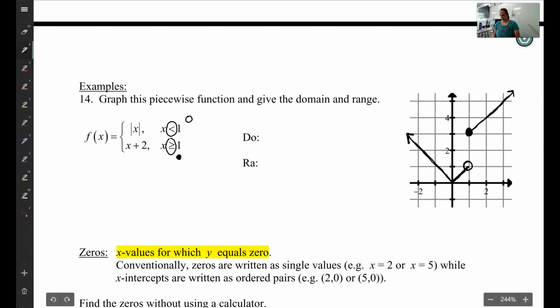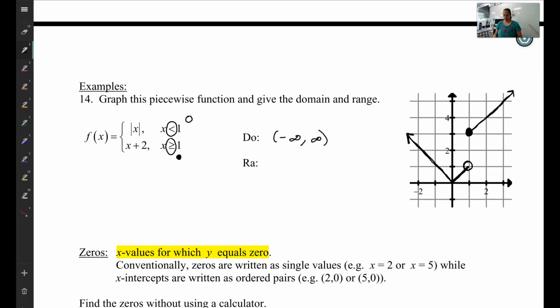Now let's talk domain and range. Our domain, what x values does this graph hit? Now we have arrows, so it's going to go to negative infinity and positive infinity. The next question is right there. Does that line hit the graph once at 1? And the answer is yes. Because we have a closed circle there, your vertical line test is hitting the graph once. So our domain is going to be negative infinity to positive infinity.